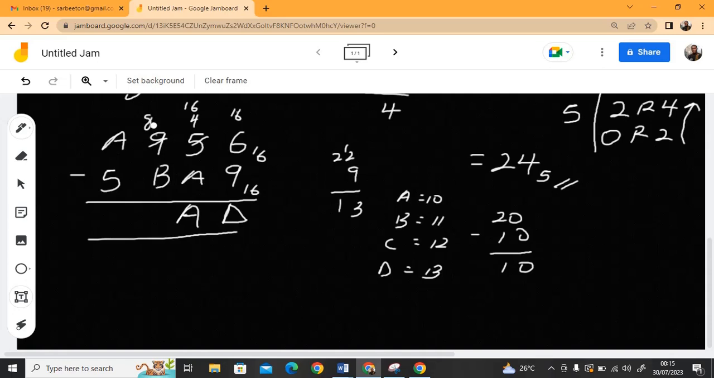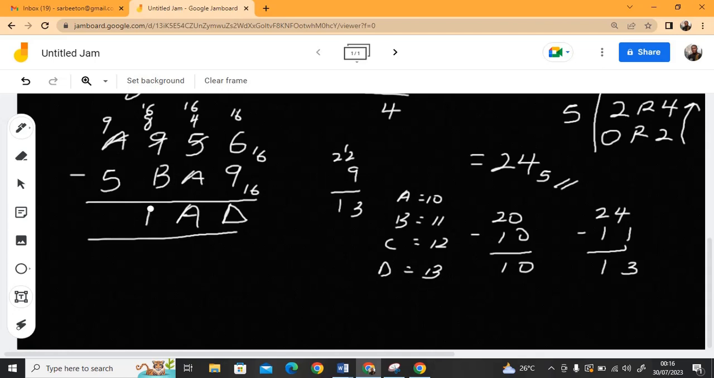Now you have 8 here. You borrow from this A. When you borrow from A, it will become 9, because A here is 10. Anyone you borrow, you know it is 16. You will bring the 16 here. You add 16 plus 8, that should give us 24, if I'm right. And our B is what? Our B is 11. 24 minus 11 is 13. And 13 in hexadecimal is D.